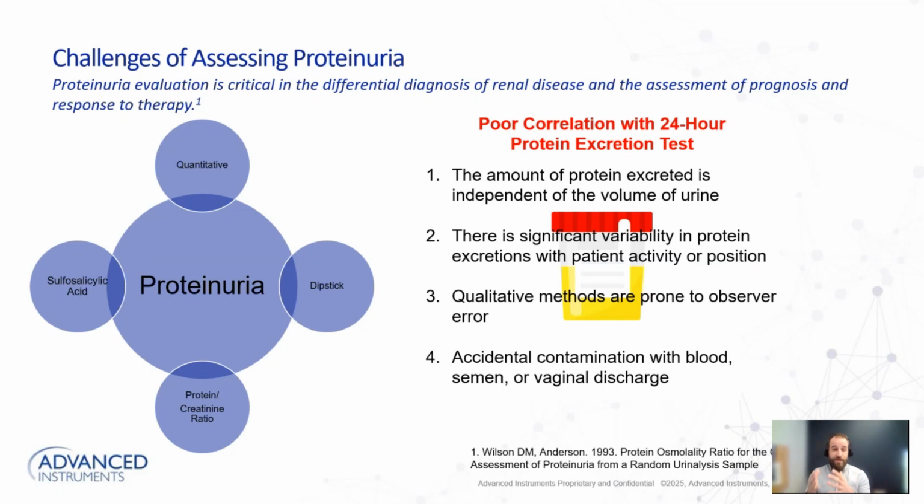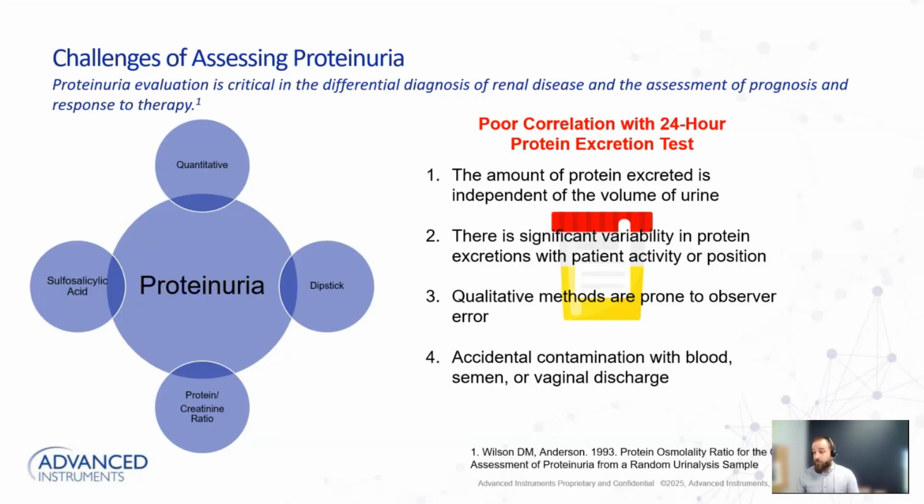Unfortunately, all 4 of these methods have poor correlation with that 24-hour protein excretion test, and that's because of a number of different factors. The first is the amount of protein excreted is independent of the volume of urine. So you can have a high volume of urine and varying levels of protein excretion, which can skew the results that you're getting at any point in time with these random protein measurements. There's variability in protein excretion with patient activity or even position. Are they laying down? Are they sitting up? Are they standing up? Were they walking around all day? That can all influence the level of proteinuria in the patient.